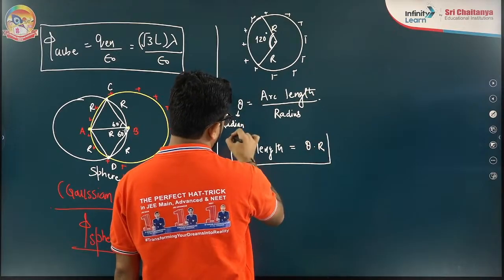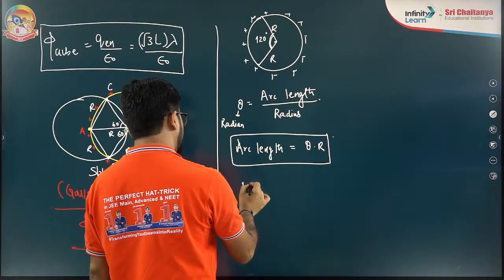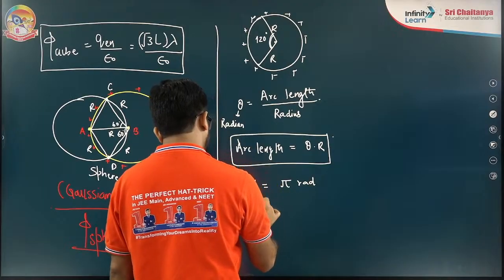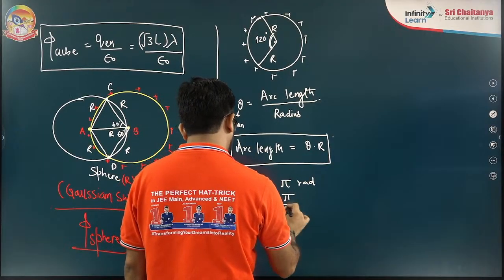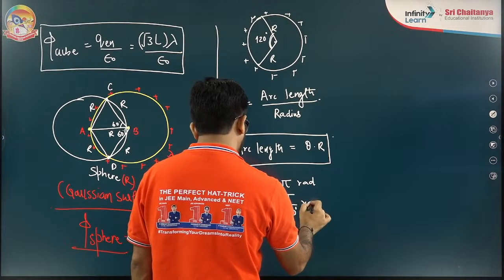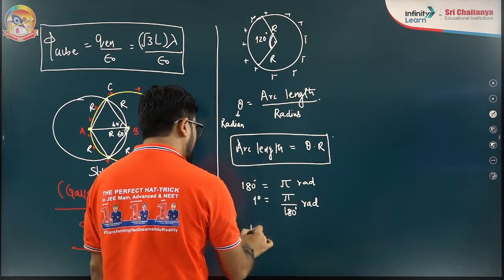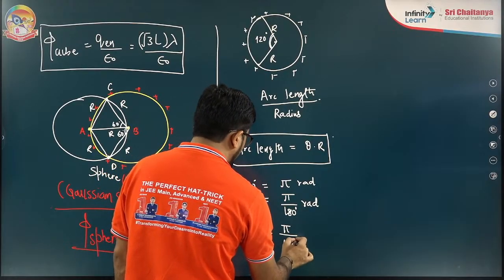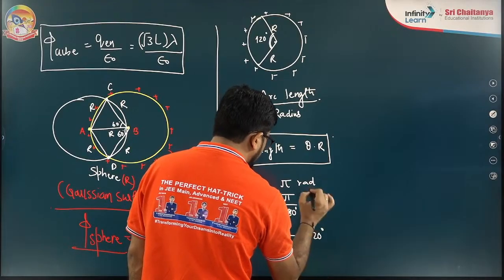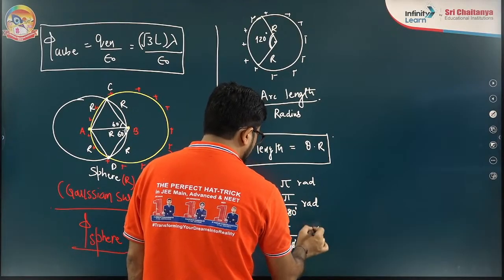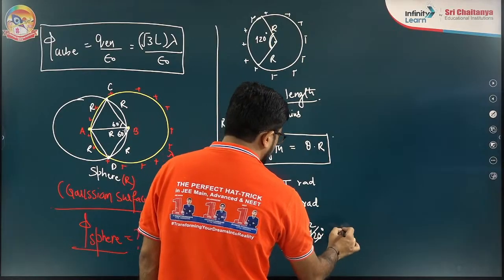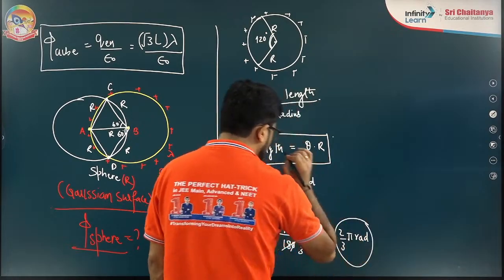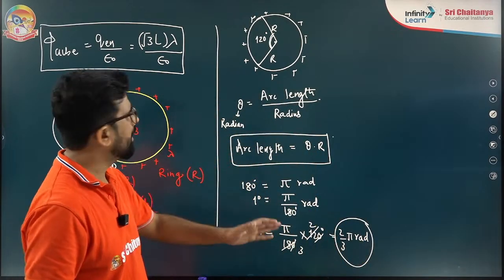R means radius. Very simple: 180 degrees is equal to pi radian. So 1 degree is equal to how much? Pi by 180 radian. And 120 degrees is equal to how much? Pi by 180 multiplied by 120 radian. That means the zeros cancel. From 6, this is 2, this is 3. That means this is 2 by 3 pi radian. That is the angle first. You have to be clear about it. This much is the angle here.